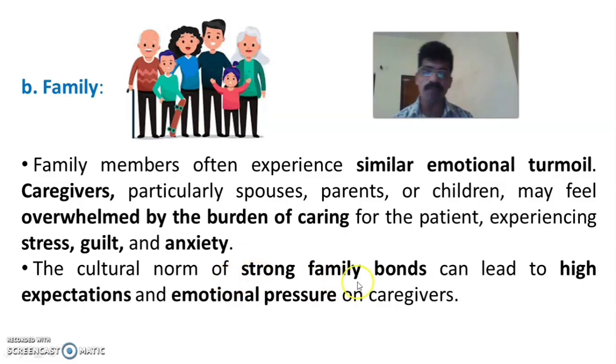So the cultural norm of strong family bonds can lead to high expectation and emotional pressure on the caregivers. Usually the caregivers, as we said, the spouses, parents, children, have more emotional pressure and expectation if the family keeps strong family bonds. So this all comes under impact on family during illness of any family member.